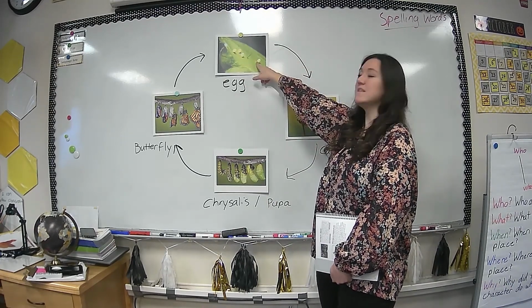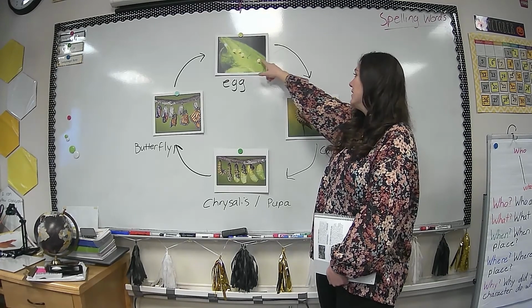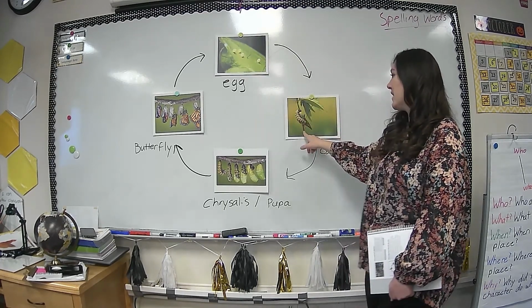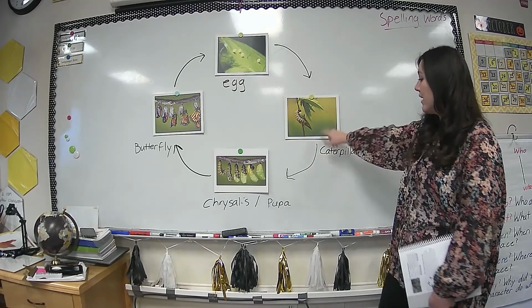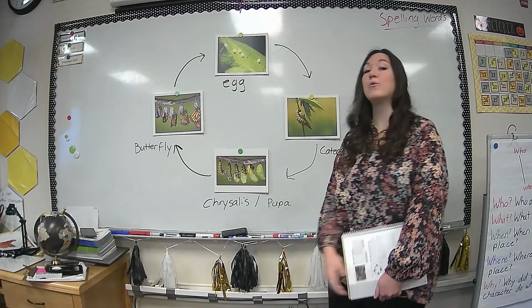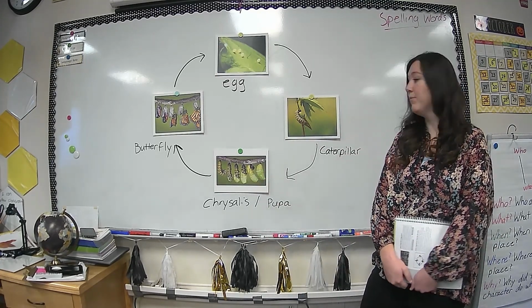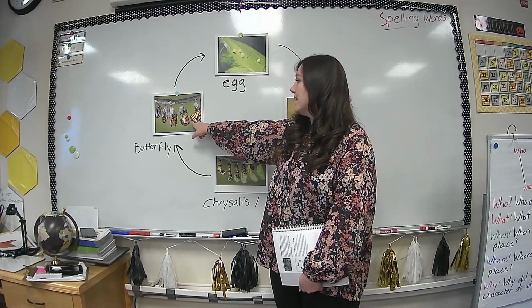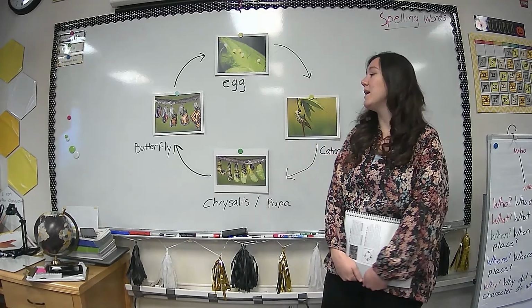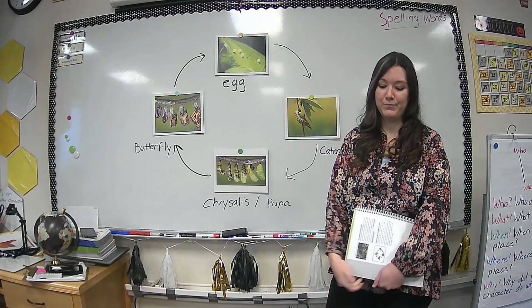Butterflies lay these small eggs on leaves. From those eggs emerges a caterpillar. The caterpillar will eventually form a chrysalis, or a pupa. And from that chrysalis, after a long time, a butterfly will emerge.